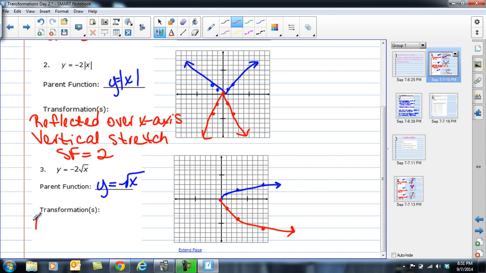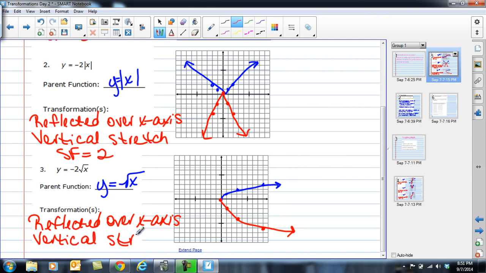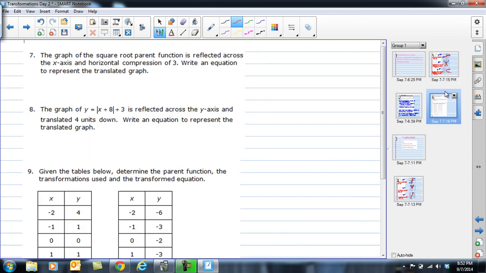And so my transformations, again, it's reflected over the x-axis. And it's a vertical stretch, so I moved my points further away from the x-axis. Sorry for the bad handwriting. And the scale factor this time is still +2 because remember the negative just reflected. So let's do a few more word problems just to make sure we got this, and then I will let you have it and you can go on about your day.